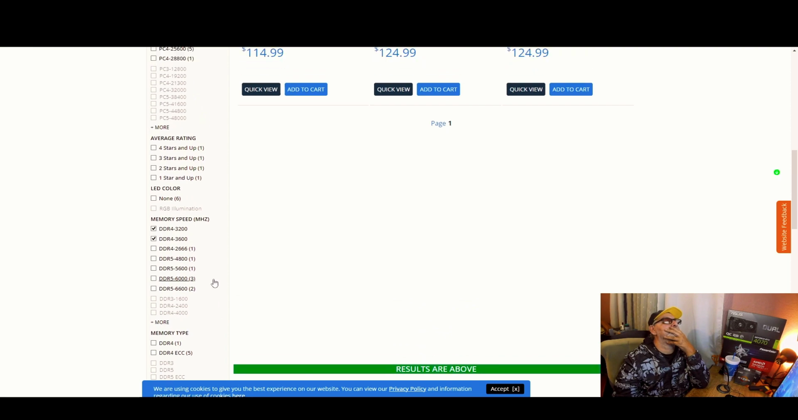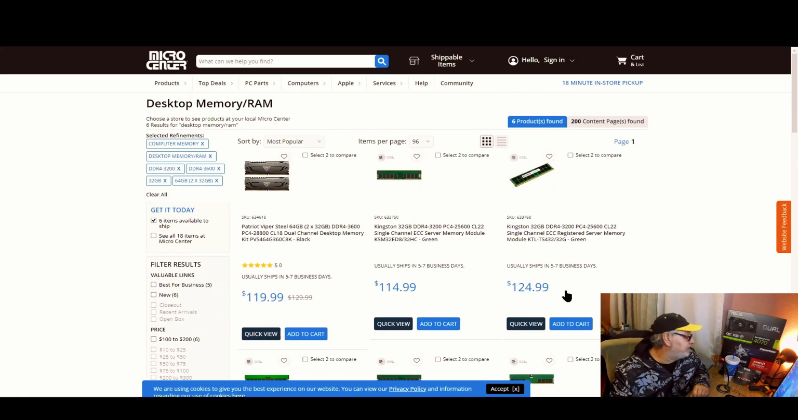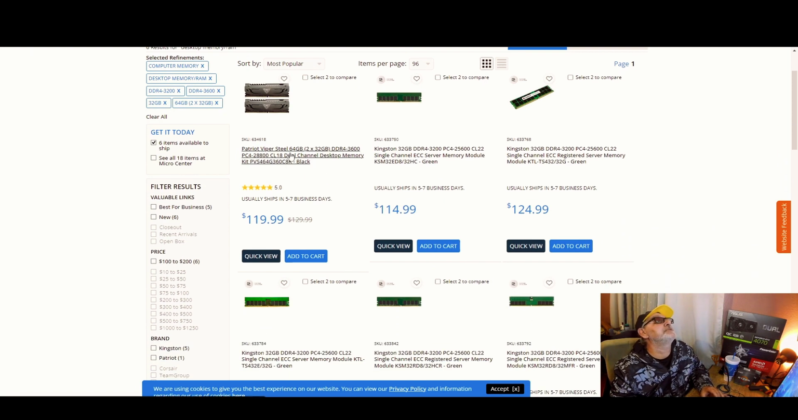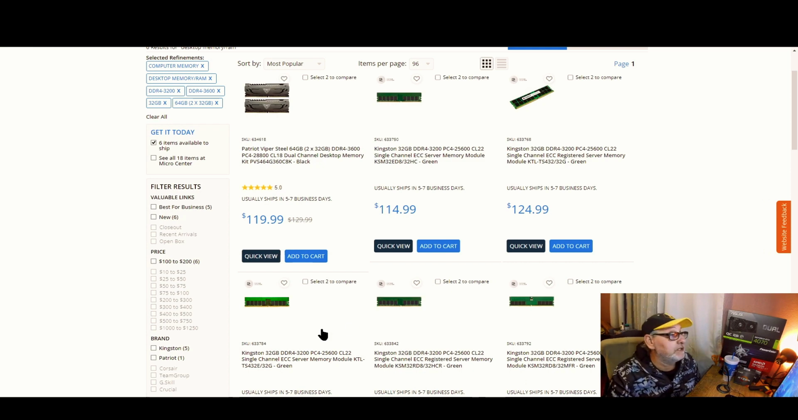Okay, so this is what it comes down to. Instead of looking through all that BS, I should have specified what I was looking for. Let's see. 100. Wow. Patriot Viper Steel, 64 gigabytes, DDR4, 3,600. 120 bucks. Way cheaper than Corsair, way cheaper than G-Skill. Way cheaper, like maybe 20, 25 bucks cheaper. Wow. And I'm glad I did look on Micro Center.